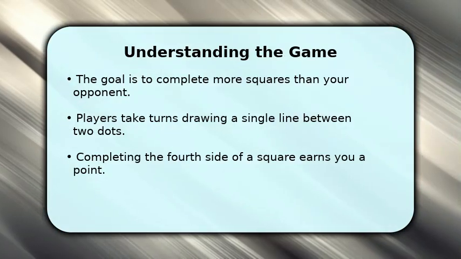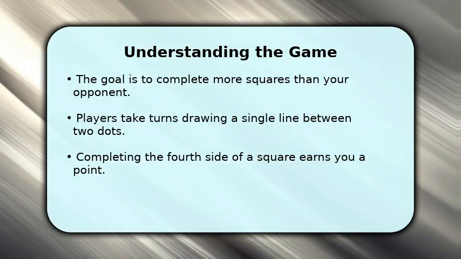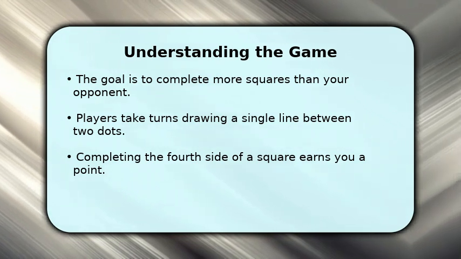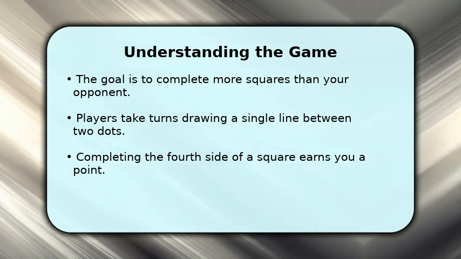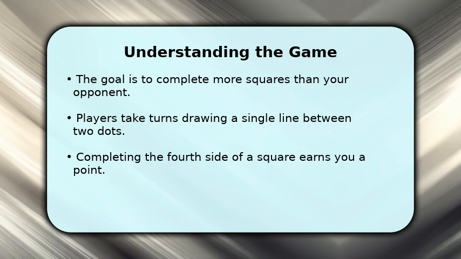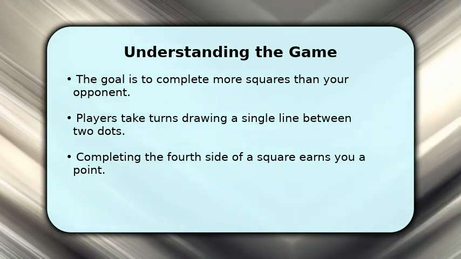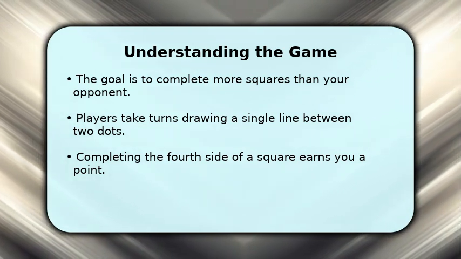The main objective of dots and boxes is quite straightforward. You want to complete more squares than your opponent. Players alternate turns, drawing just one line at a time to connect two adjacent dots. When you successfully draw the fourth and final side of any square, that square becomes yours, earning you a point. A bonus for completing a square is that you immediately get to take another turn.